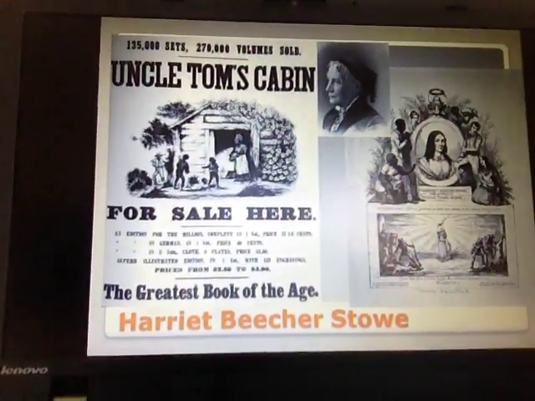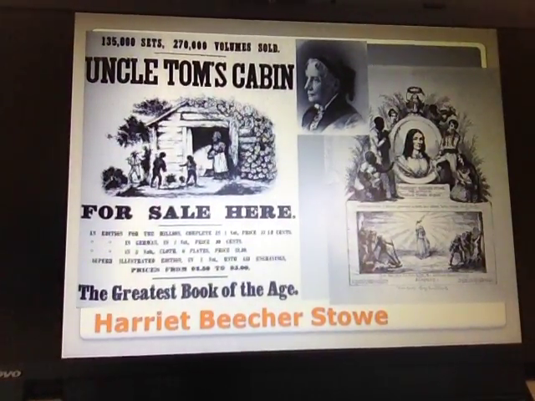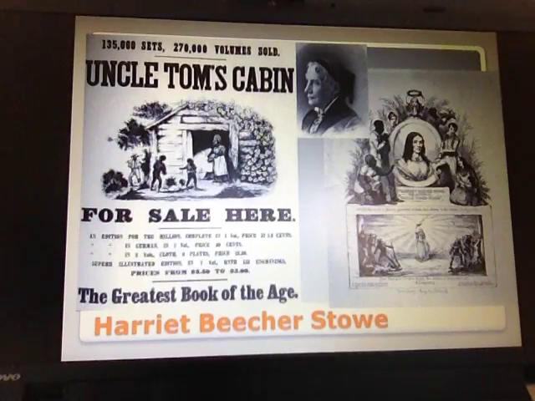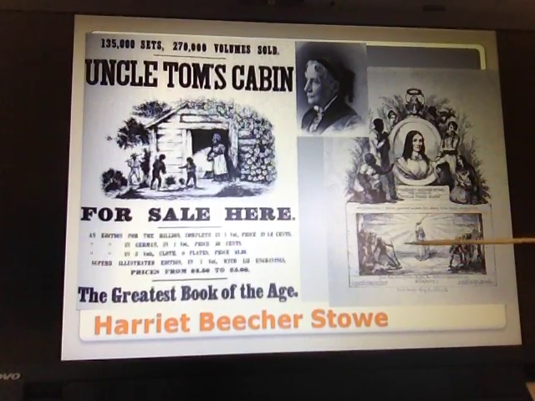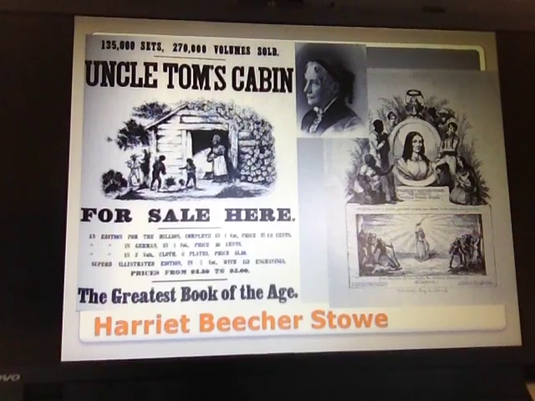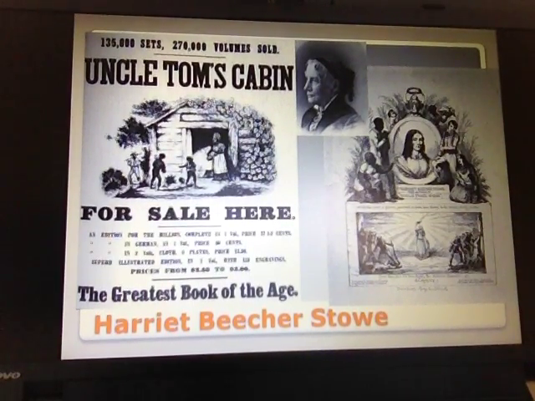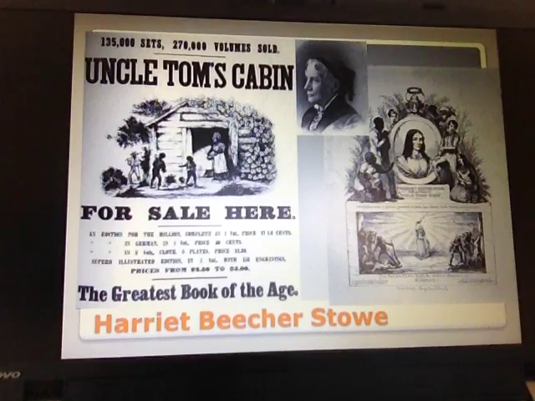Okay? So, here are some flyers that advertise Uncle Tom's Cabin and show it being sold. It's called The Greatest Book of the Age here. And here's also Harriet Beecher Stowe being kind of lionized by adoring fans and shown here in a very kind of inspiring posture, almost as an angel on earth, bringing truth.